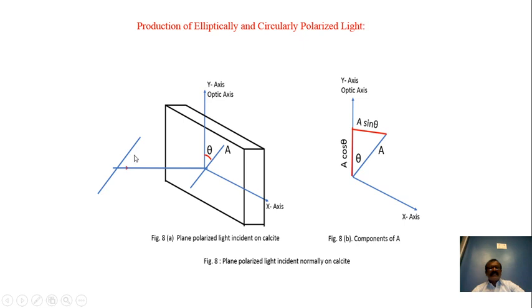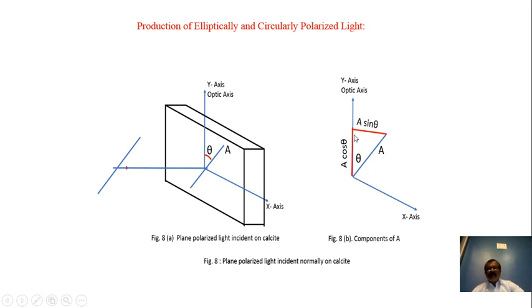Next, what is the amplitude of these vibrations? We know the amplitude of this incident light is A. It makes an angle theta with the optic axis, so I can resolve this into two components, along the optic axis and perpendicular to the optic axis. Just see, the same figure is shown here. Now this is A.